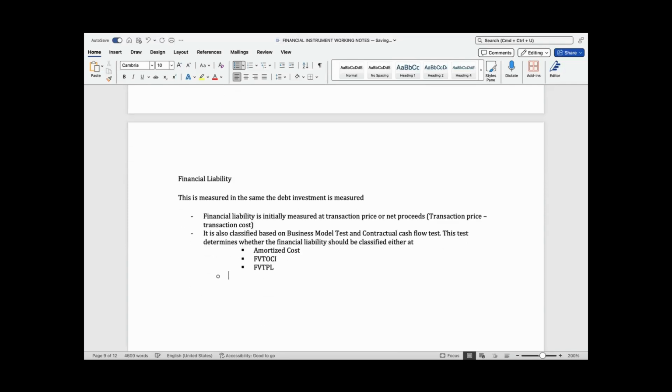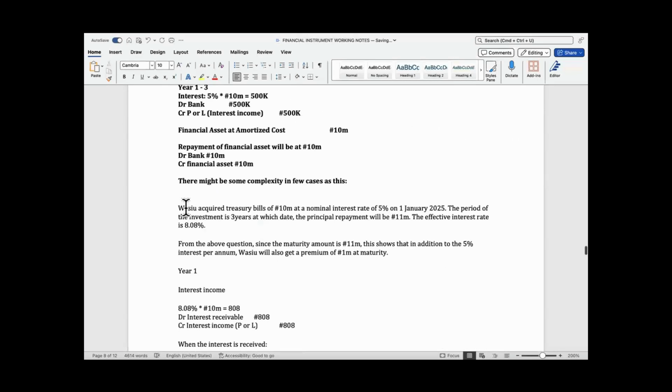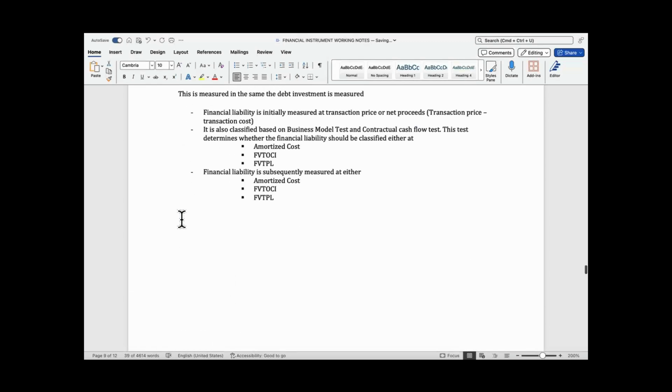And again, financial liability is subsequently measured at either of these three as well, right? So if I want to give an extended example, let me just use this example here, so I won't have to rewrite it again.